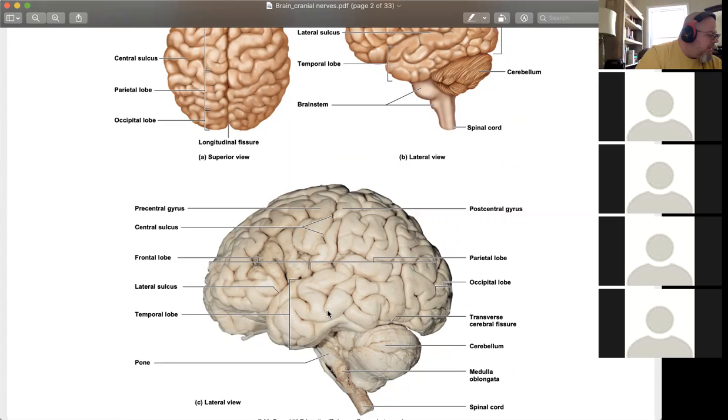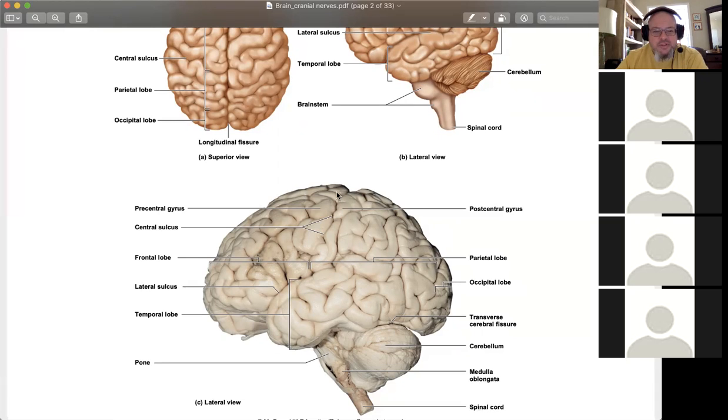I'm not seeing it on your lab manual, but the insular lobe is deep to this temporal lobe. You actually have to kind of peel this back and look deep within this lateral sulcus to see that insular lobe. But I've got another PDF here. It's got it diagrammed as well.